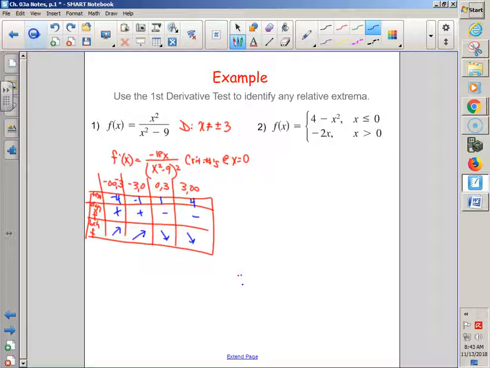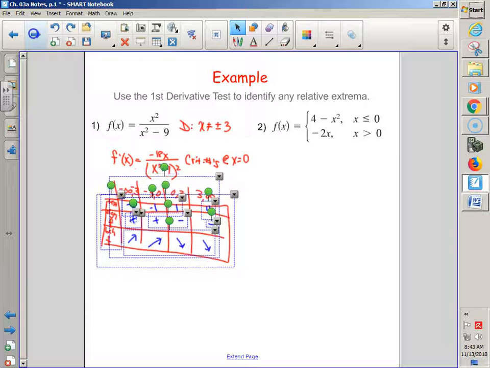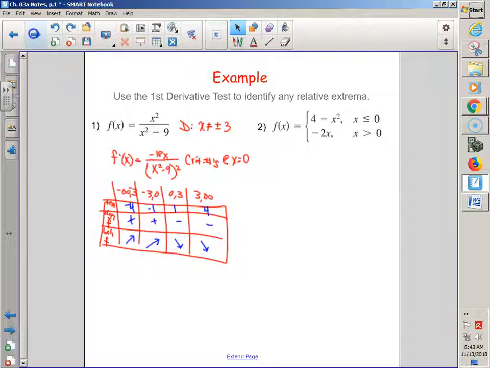Now at this point, you don't necessarily have to do the graphs of these guys. That's not what they're asking. They're not asking for you to do a full-on sketch. That's coming towards the end of the chapter, or the end of chapter 3A.